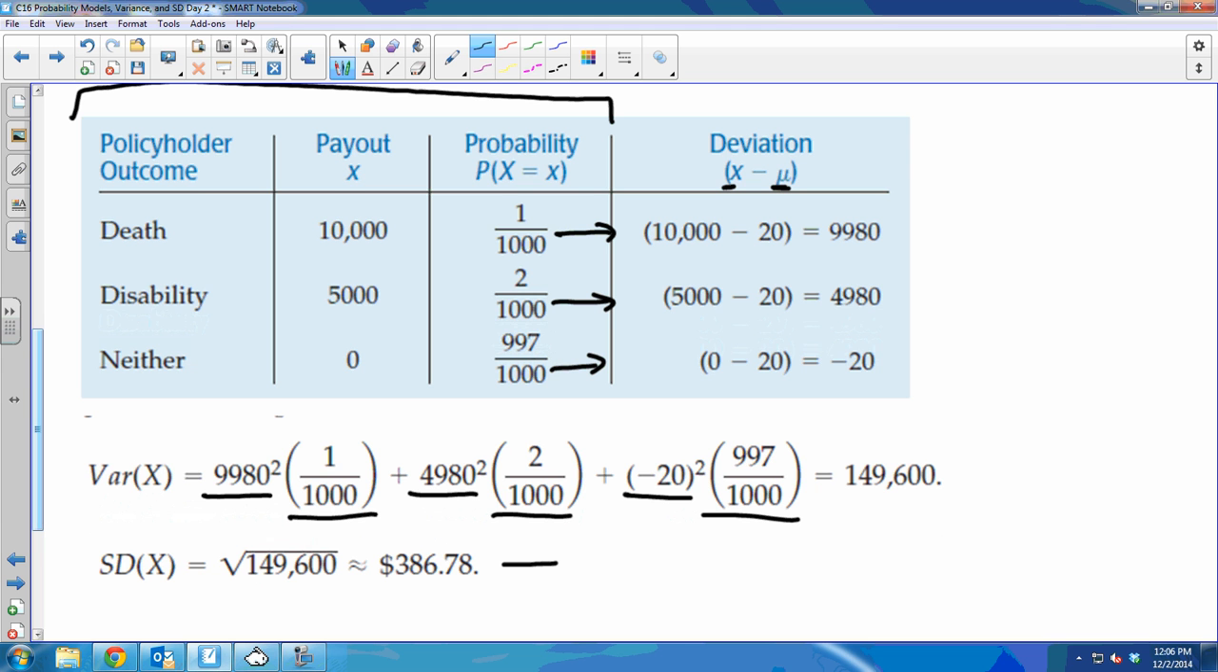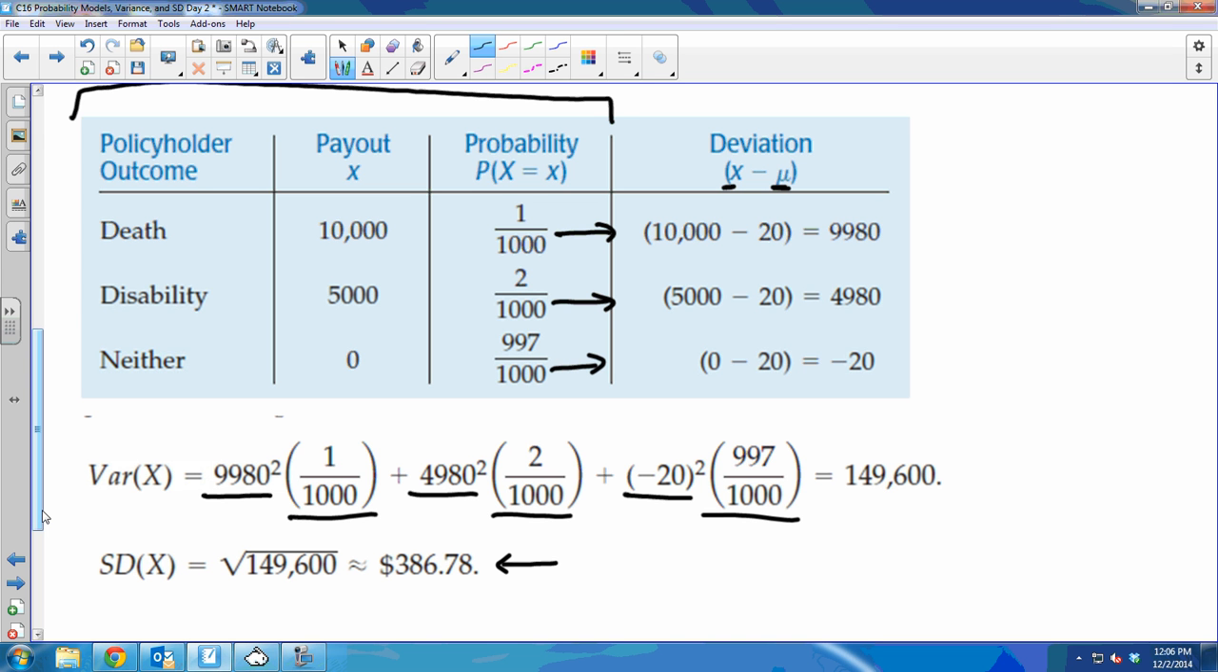So here, for the insurance policy, the standard deviation is $386.78. So it's not super, super spread apart. If you're thinking about payouts that are $10,000 to 0, depending on the insurance company, it might be too spread apart for them, and they might want to charge more.